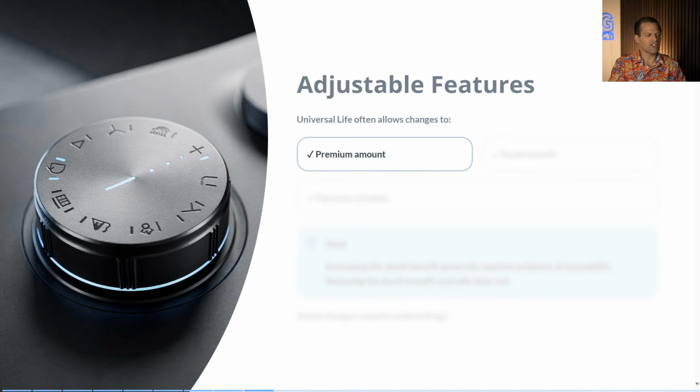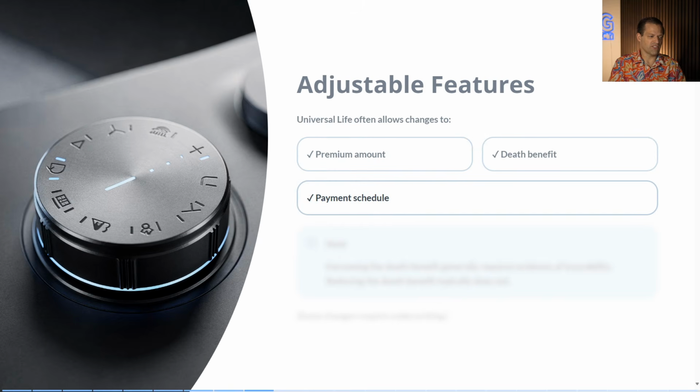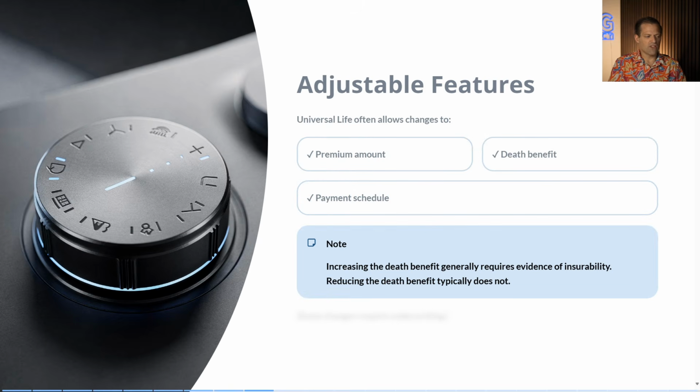So adjustable features include things like premium amount changes, death benefit changes, and payment changes. Okay, so note that increasing death benefits generally requires evidence of insurability. Reducing the death benefit does not, but they may require some underwriting as well.